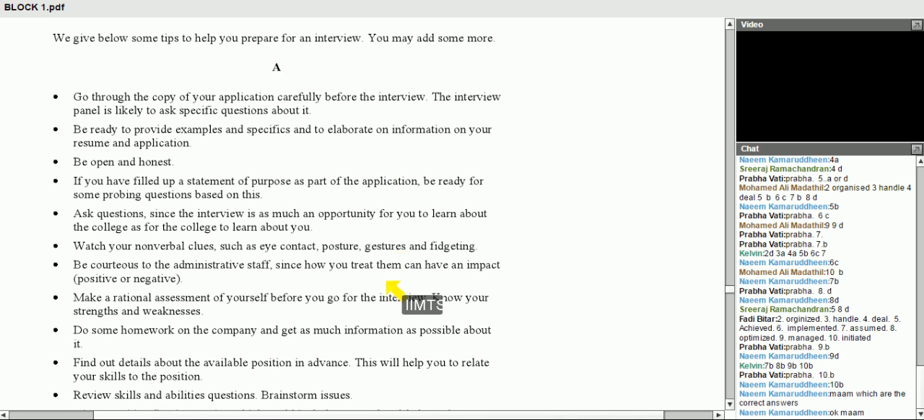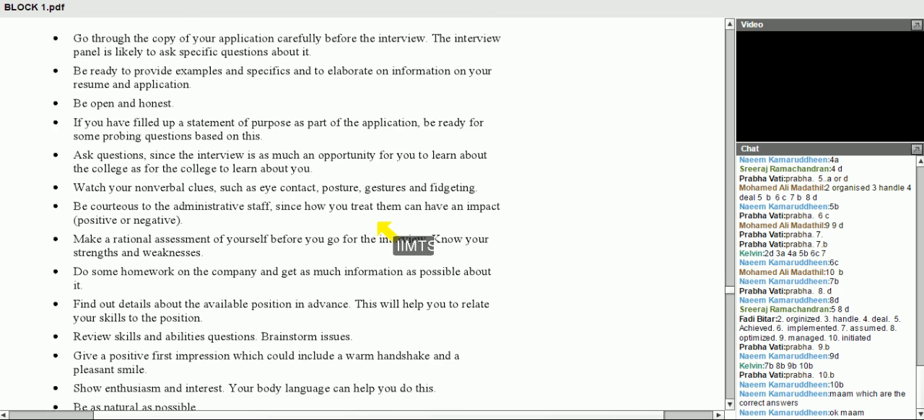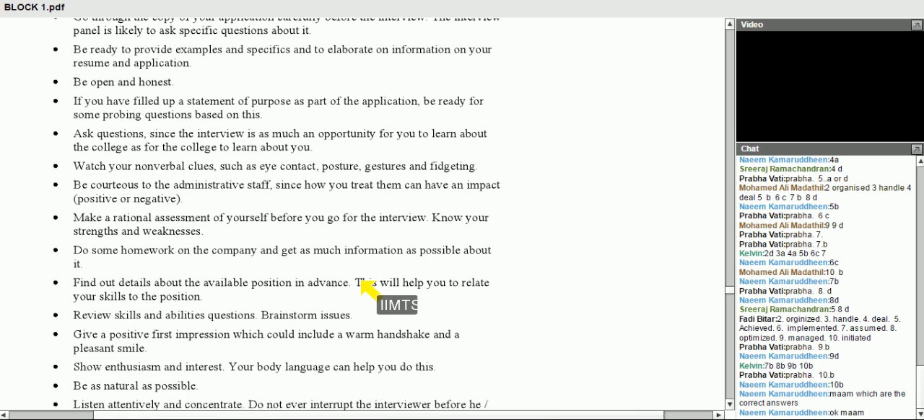Okay? Find out details about the available position in advance. This will help you to relate your skills to the position. But sometimes they ask you this question, why should we choose you? So if you know what skills are needed for that particular position, you can answer that question well. Fine. Review skills and ability questions.